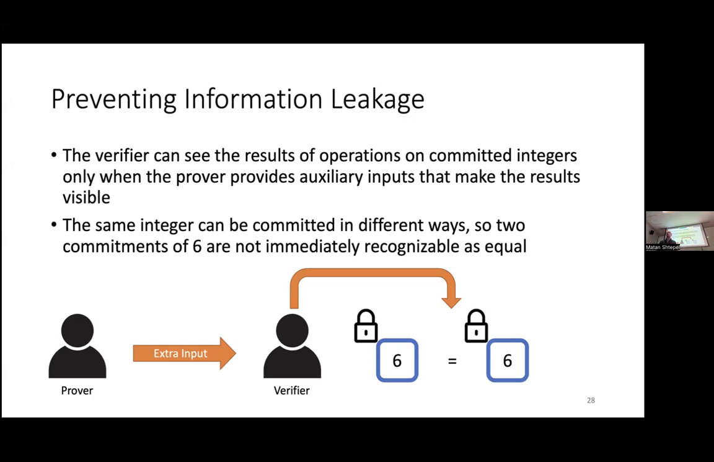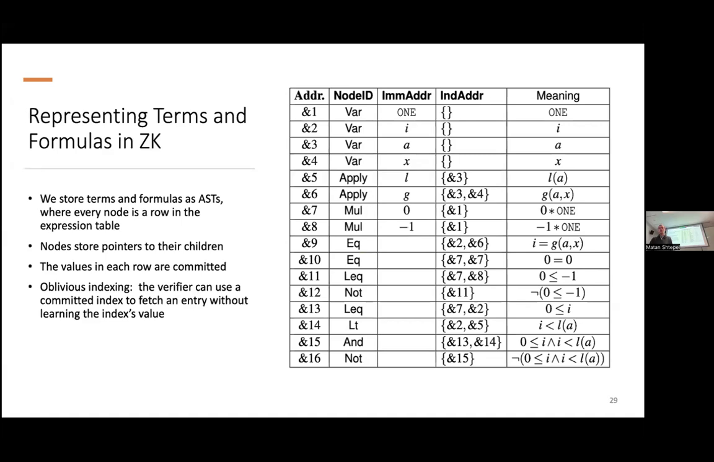So now we've talked about our methods for handling individual integers. Let's talk about how we represent terms and formulas in our ZK proofs. We represent our terms and formulas as abstract syntax trees, where every AST node is a row in the expression table that I mentioned before. And nodes in this table store pointers to their immediate children within the table. For instance, in row 11, we have a less than or equal node that's pointing to rows 7 and 8, where its children are. The numerical values in this table are all committed, so the verifier can't see what they are.